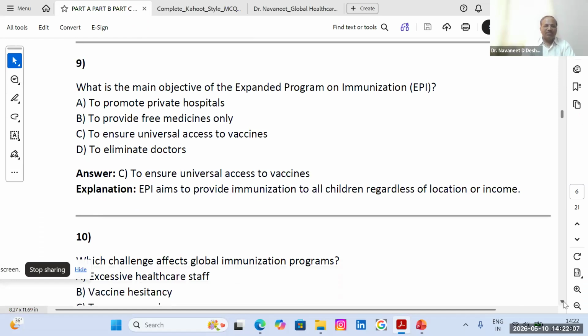The ninth question is, what is the main objective of the expanded program on immunization? To promote private hospitals, to provide free medicines only, to ensure universal access to vaccines, and to eliminate doctors. The correct answer is C, to ensure universal access to vaccines. So, explanation: EPI aims to provide immunization to all the children regardless of location or income.